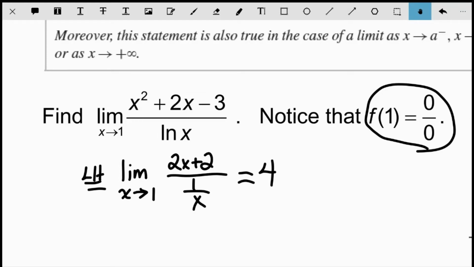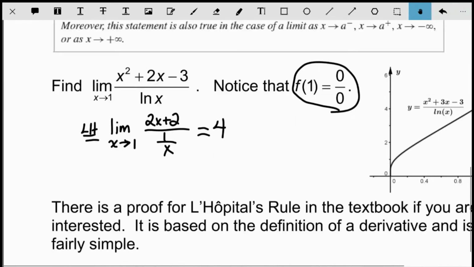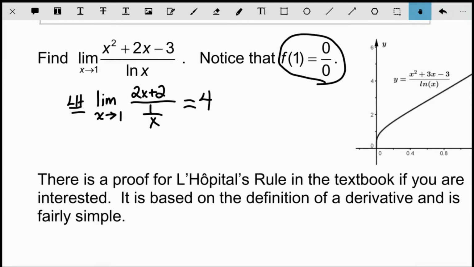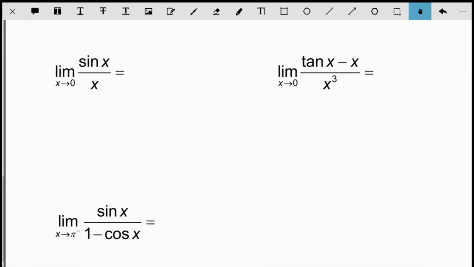We're looking for 0 over 0 or infinity over infinity. And when we see that with our limits, we can use L'Hopital's rule as an alternate method to solve these out. Like I mentioned before, there is a proof for it in the book. I'm not really going to go through it here, but the proof is fairly simple. And you can read through that and see how it involves the definition of derivative.